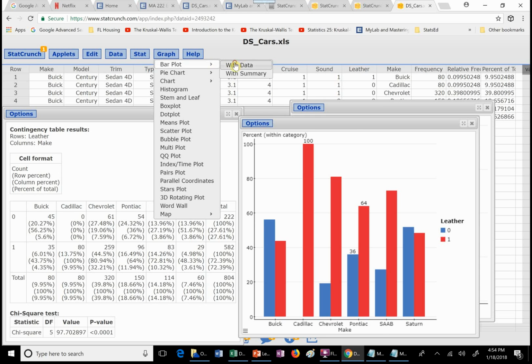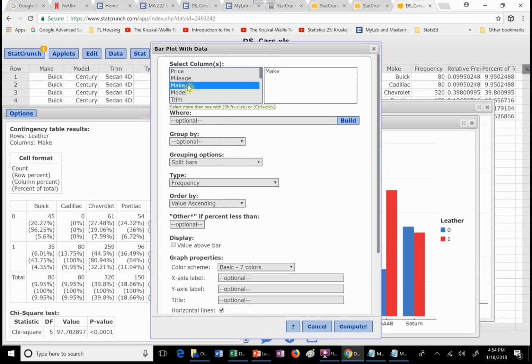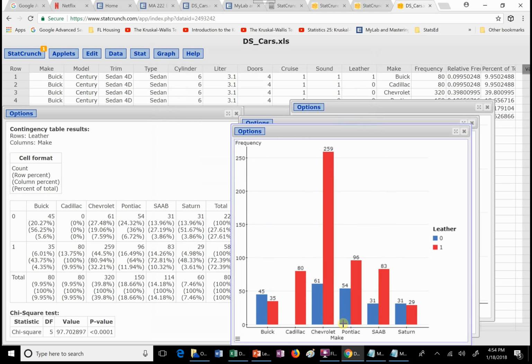Okay, so pie plot with data, make, group by leather. Let's just see. And above bar. There we go. So just try it over again. I'm not sure what I did the first time. Oh! I know what I did. I didn't do percent within category.